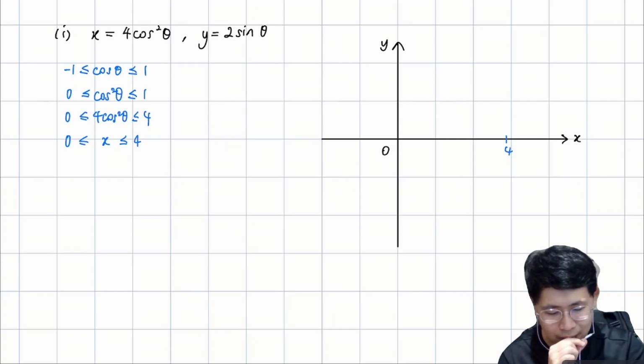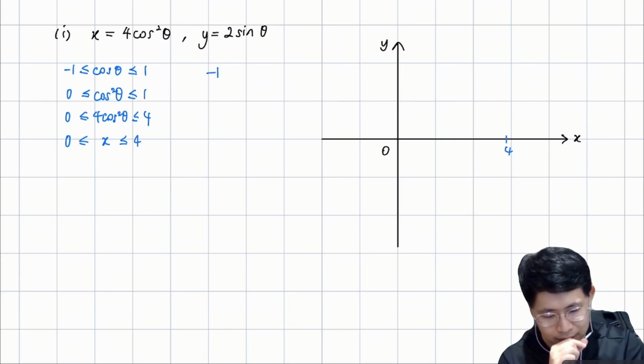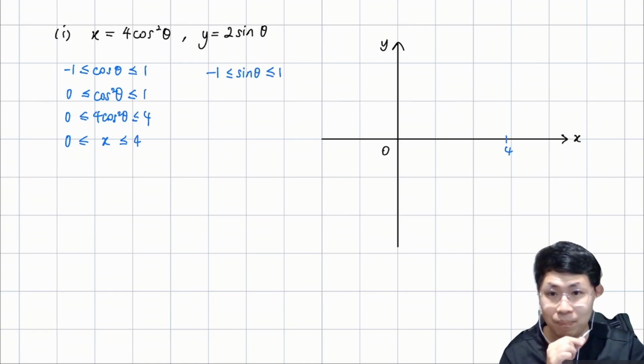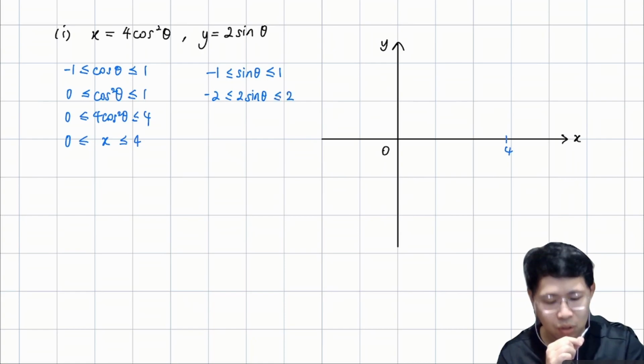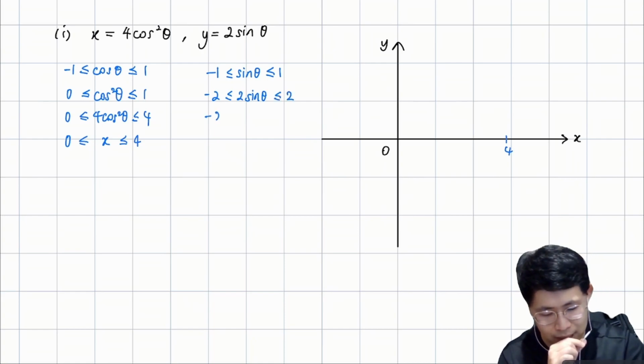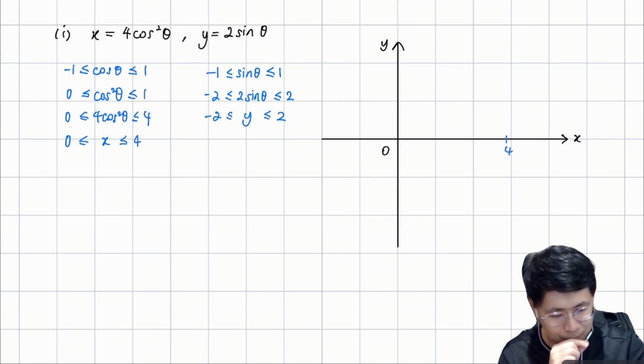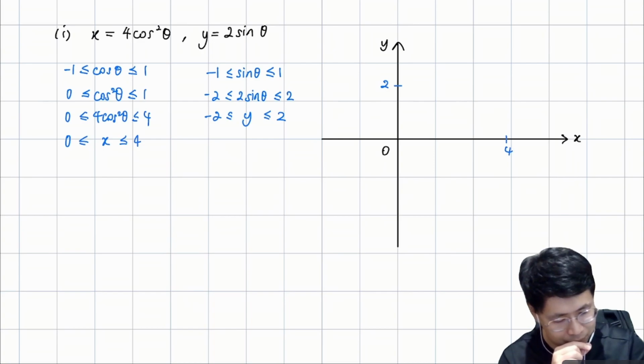Now let's test for y as well. Same thing, sine x will be between -1 and 1. So when you multiply by 2, it will be between -2 and less than or equal to 2. So multiply throughout by 2, and then we get our bounds for y. This means the maximum value for y is 2, and the minimum value of y is -2.